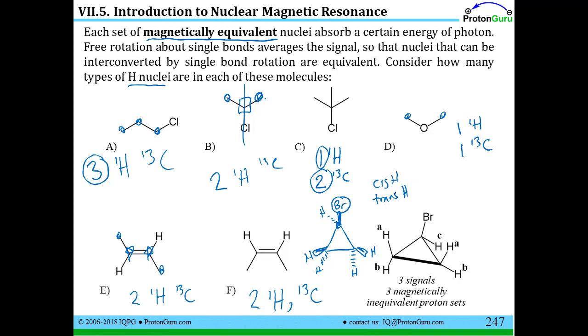Now, no other H's sit on the same carbon as the bromine, so I'll call that the bromine H. So we should have three signals, and I've written this down here. So three signals, if we're talking about protons.